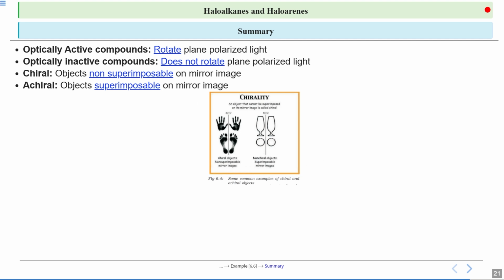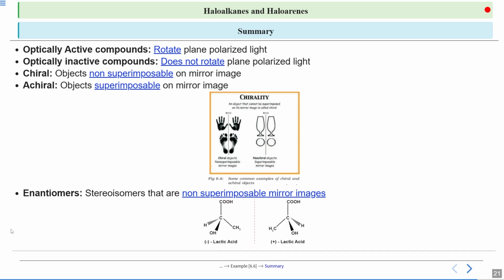You can better understand through this diagram, figure 6.4, some common examples of chiral and achiral objects, where chirality, the property of an object that cannot be superimposed on its mirror image, is called chiral. The left hand side shows the chiral objects, non-superimposable mirror images, and the right hand side shows the achiral objects, superimposable mirror images. Enantiomers we have talked about, which are stereoisomers that are non-superimposable mirror images. That means they are chiral objects. The example of that is lactic acid, levolactic acid and dextrolactic acid. They are non-superimposable mirror images.